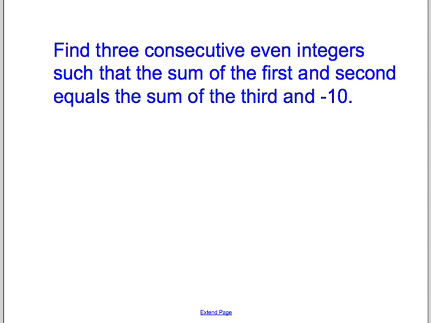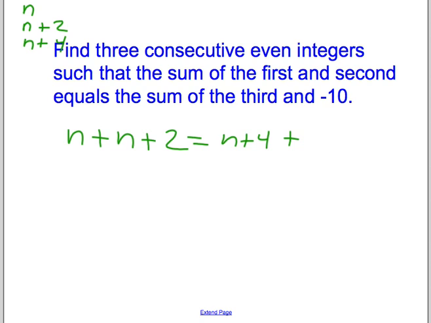So our problem today: find 3 consecutive even integers such that the sum of the first and second equals the sum of the third and negative 10. So our consecutive evens, and I'm going to give myself some room, I'm going to have n, n plus 2, and n plus 4, because those are my consecutive even integers. So I'm adding n and n plus 2 together. This would be in parentheses, but it's a plus sign, so I'm not putting it in there. Equals the third plus negative 10, or you could just write that as minus 10.